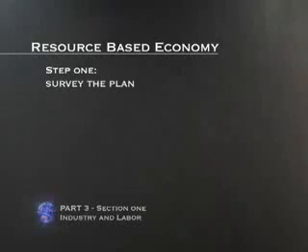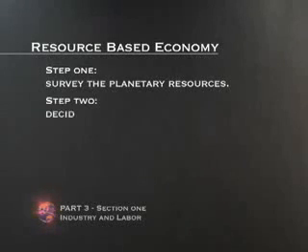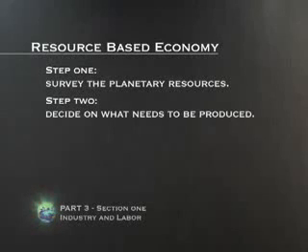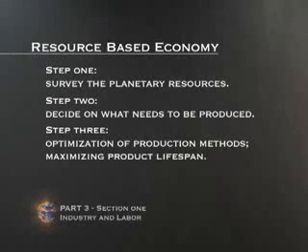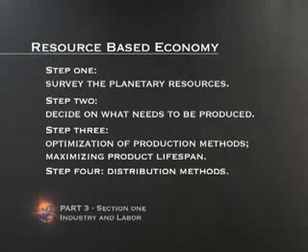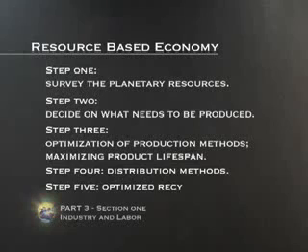Step 1. Survey the planetary resources. Step 2. Decide on what needs to be produced, oriented by a priority ranging from bare necessities, such as food, water, shelter, to utility-based production items, such as raw materials, automation machines, and technological development, to production items used for non-utility-based purposes, such as entertainment media, radios, musical instruments, etc. Step 3. Optimization of production methods while maximizing the product's lifespan. Step 4. Distribution methods for human access. Step 5. Optimized recycling of the products that become outdated or inoperable.